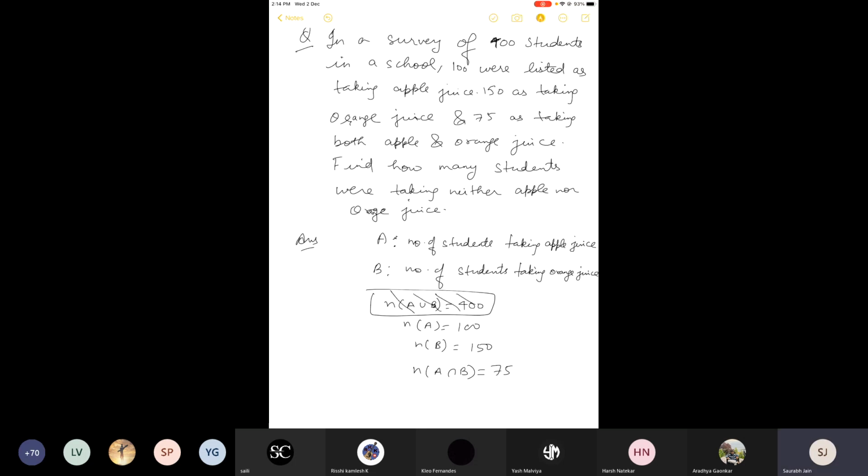If this is wrong, universal set. Yes, good. That is A union B, the people who are also taking... no, not taking. That is simply the universal set.